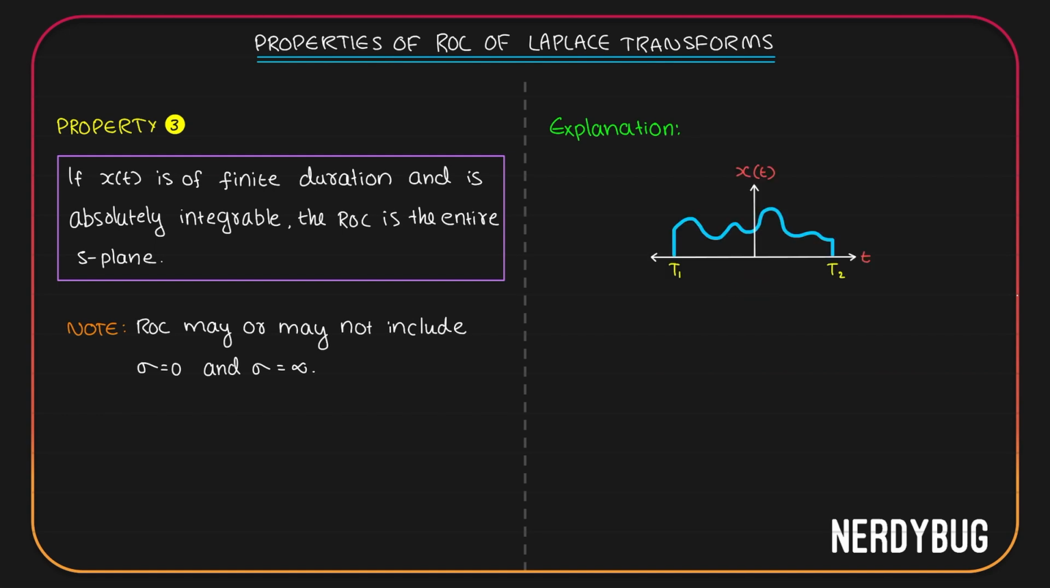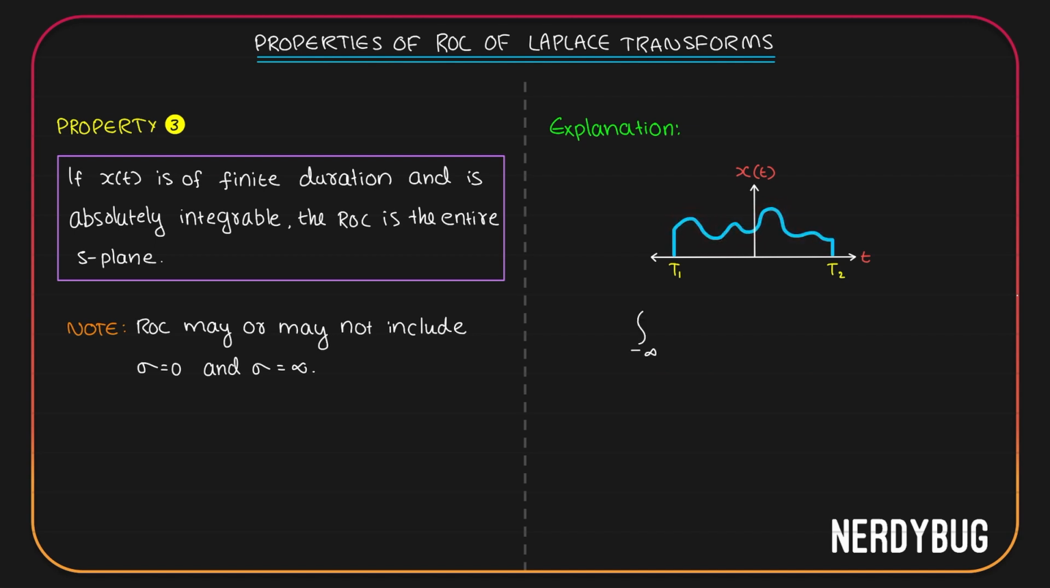This is our signal x of t. It ranges from t1 to t2, so it is of finite duration. And absolutely integrable means if you integrate its magnitude from t1 to t2, you are getting a finite value, because nowhere is this going to infinity anywhere between t1 and t2.